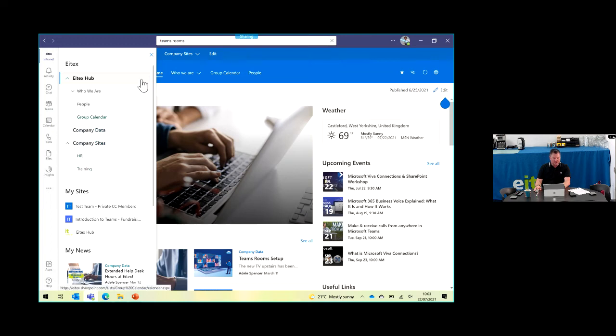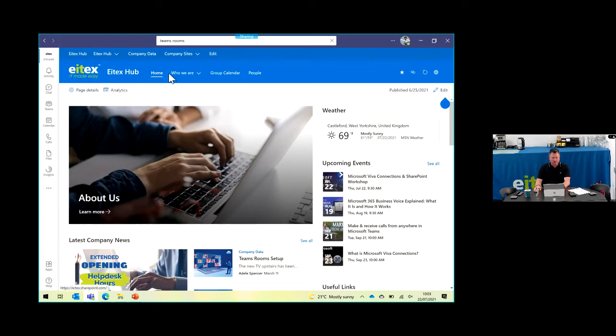So this menu follows your SharePoint sites. Whatever SharePoint sites you have in your organization, so long as you implement global navigation, you will see the same menus, the same sub-menus, everywhere that you navigate to. And that helps you and your staff navigate much more quickly and easily.